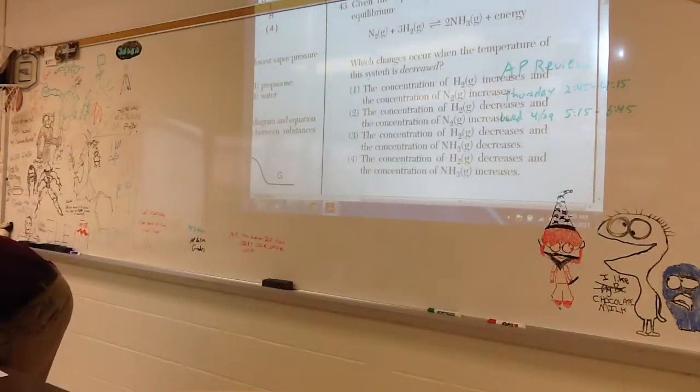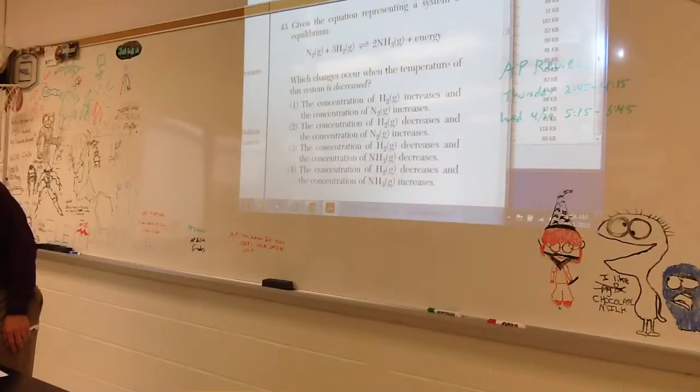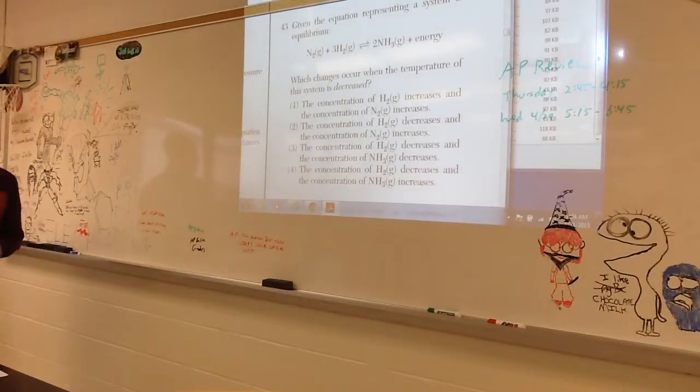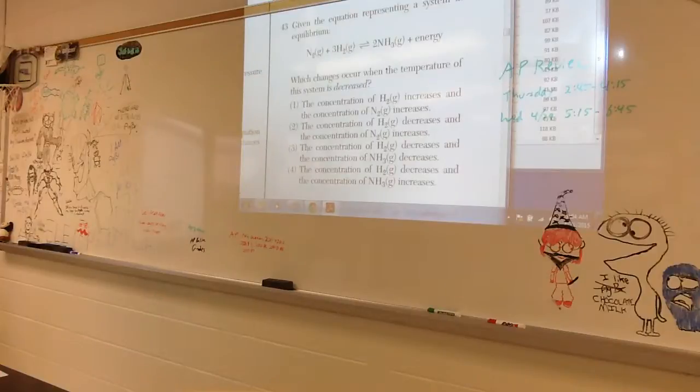Hold on a second. See if I can do this. There we go. All right, so there it is. It says, given the equation representing a system at equilibrium, that same reaction we use all the time, which changes occur when the temperature of the system is decreased? Can you guys all read that? You guys ready? Good?